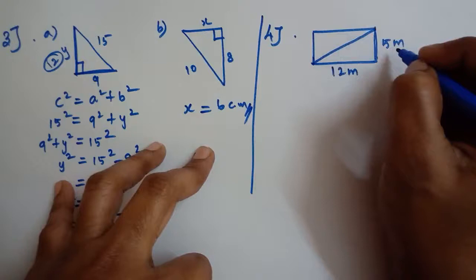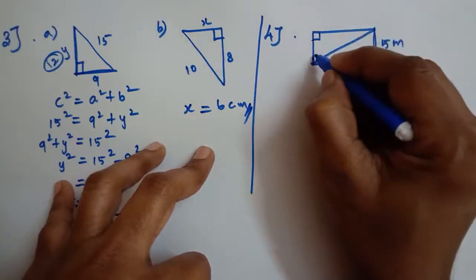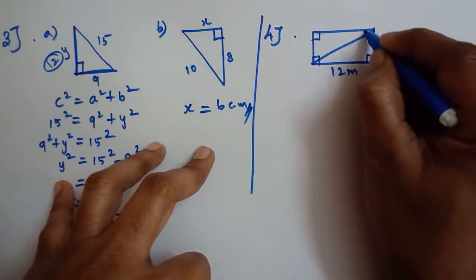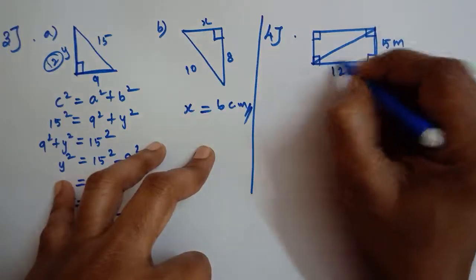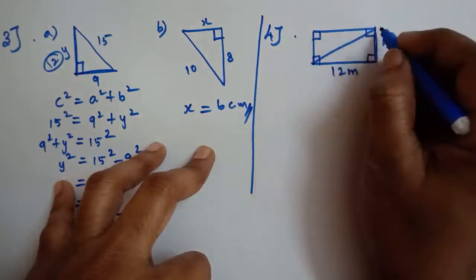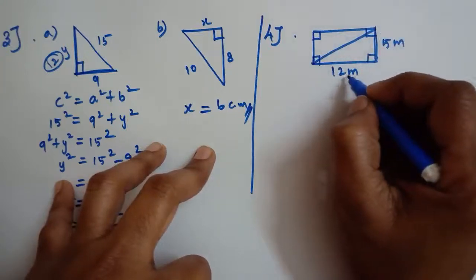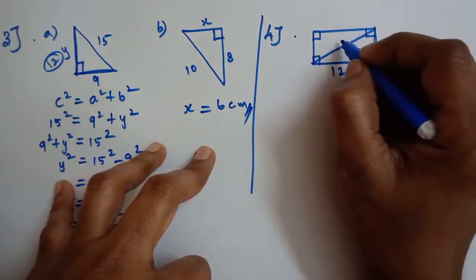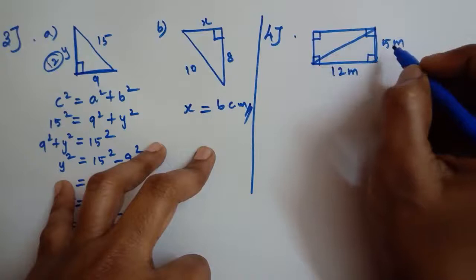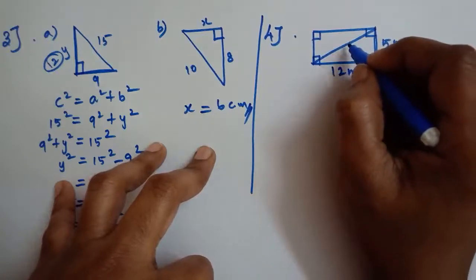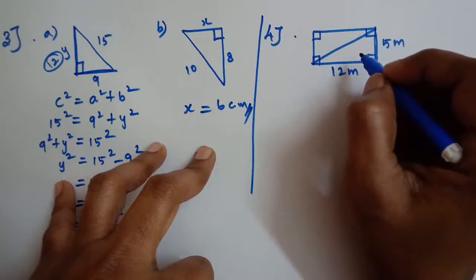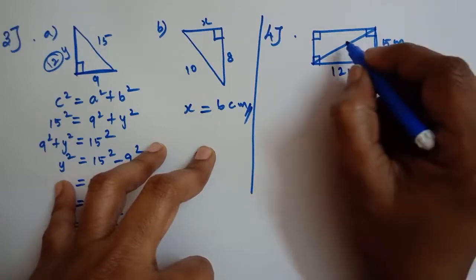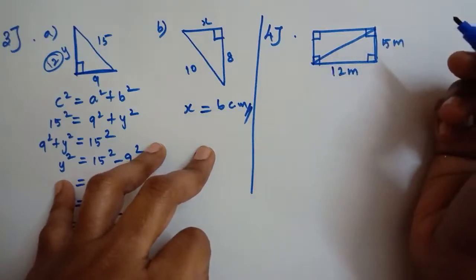In a rectangle, all these angles are 90 degrees. Already you have learned. So this is a right angle triangle, and this is also a right angle triangle. Here this is 12 and this is 5, then this will be 13. Very good, because 5, 12, 13 numbers fulfill the Pythagoras theorem. So directly you can write the answer 13.